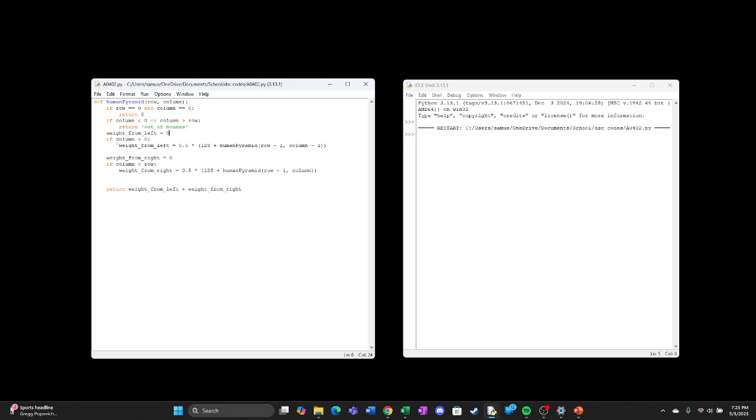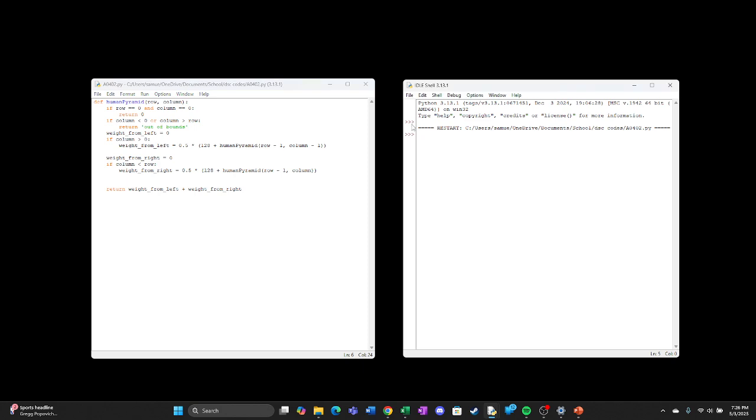Weight from the left starts out at 0, weight from the right starts out at 0, and we multiply the weight of the person on top of them by 0.5 to get half their weight of 128. Add that to the total, and then run it through again. So it will first have the people on top of them where they are carrying half their weight, people on top of them where they end up carrying a quarter of their weight, and so on until they get to the top. Then it returns the weight from the left plus the weight from the right, and the function ends.